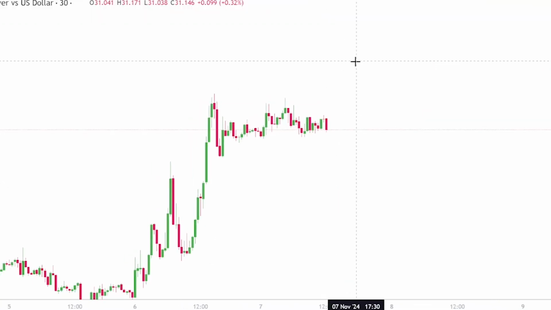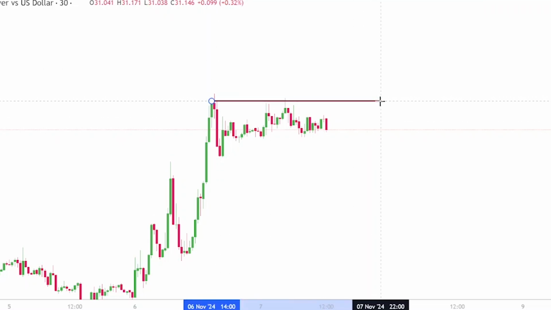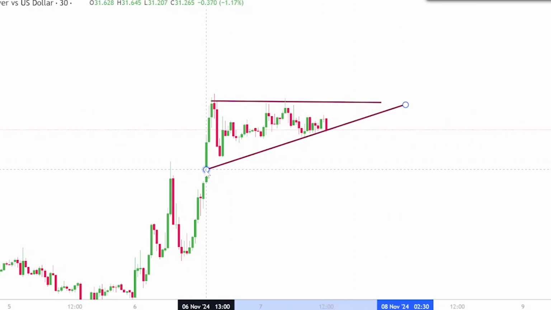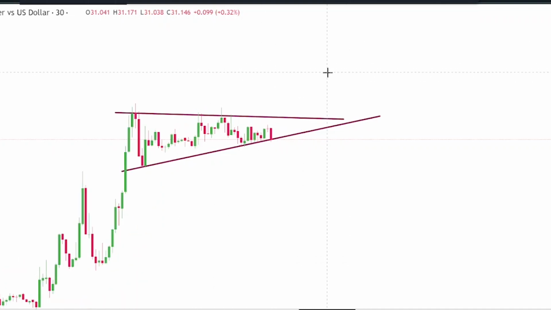Okay, from the chart, we now have the formation of equal highs from resistance from this area, and these lows from the downside moving upside. We have a formation of an ascending triangle. So what are we going to be looking for here? We have to make sure that we are taking a buy from the breakout on the top, and a sell from the breakout on the bottom.